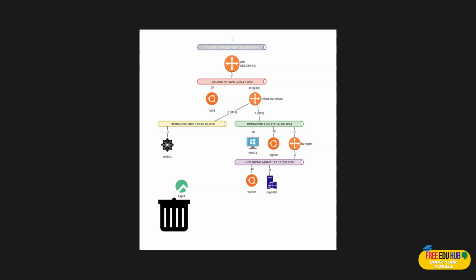Traffic from this data center must pass through the gateway router, which is SEC350XX, right under it, and which is responsible for managing the external connections and ensuring controlled access to internal networks. Under that, we have a WAN zone. We call it a perimeter zone as well. It has a network of 10.0.17.0. Again, it's a /24 network which connects external facing devices to our enterprise.